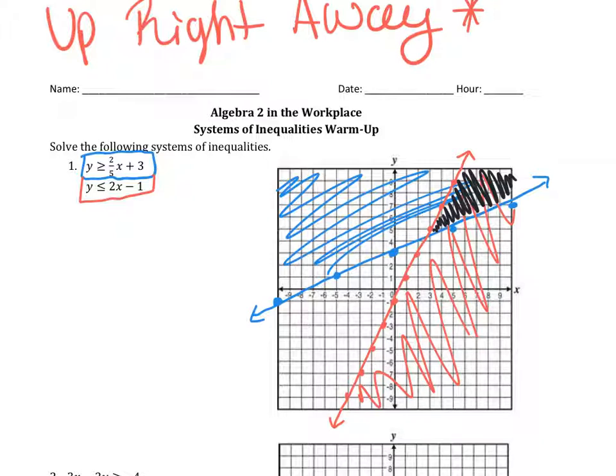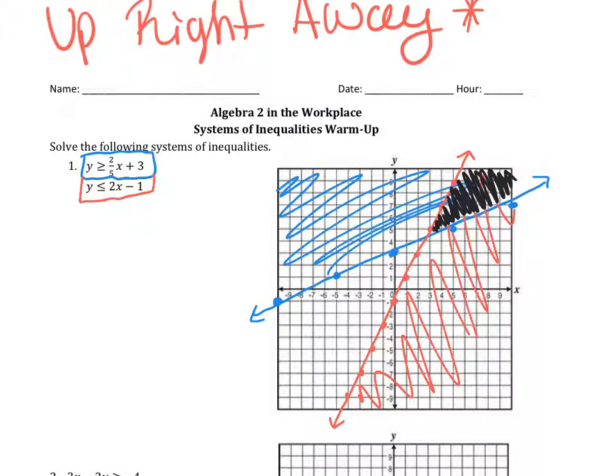So I have up here number one, graph. The first line is this blue one, and it was y is greater than, so we shade above. The red line is our second one, and it was y is less than or equal to, so you shade below. So the solution should be this little chunk that's right here in the upper right corner.